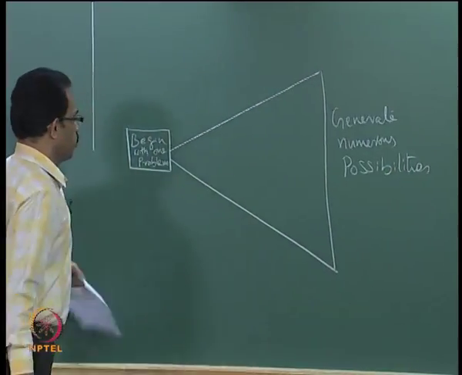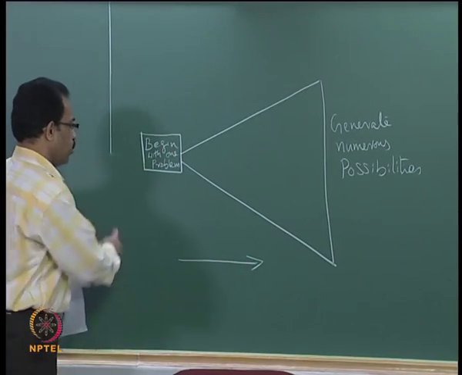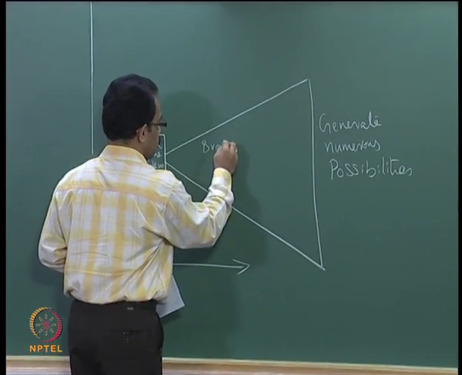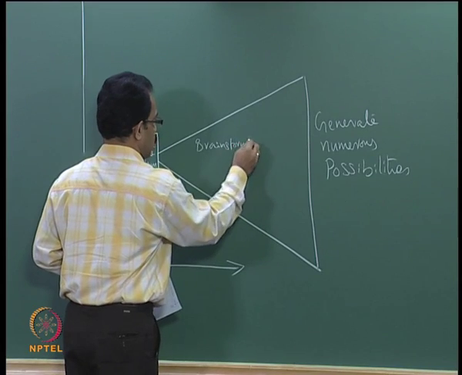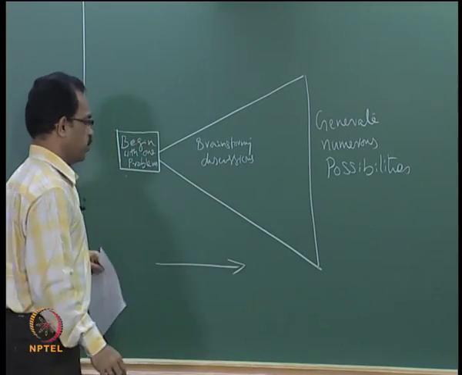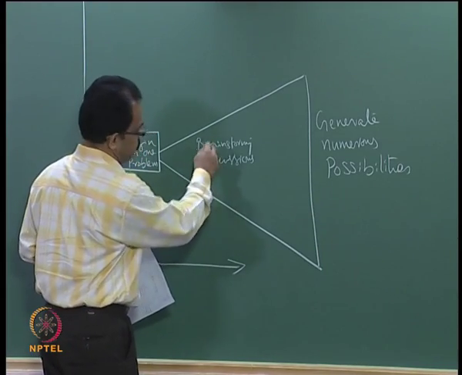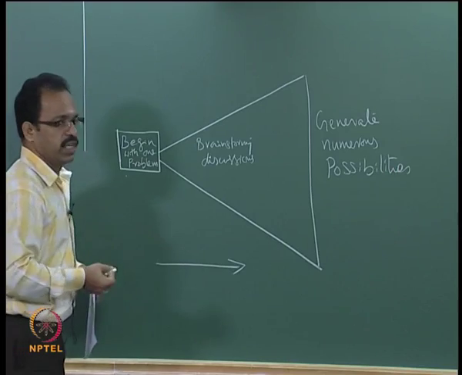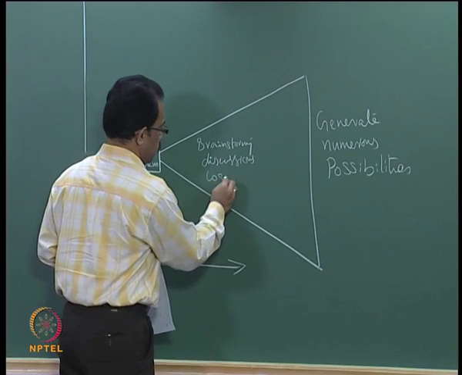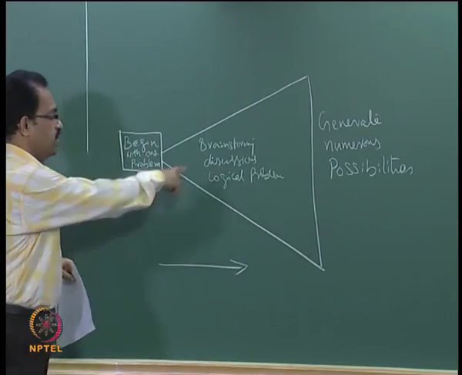So, we start with a single problem and generate numerous possibilities for a period of time. We use many methods like brainstorming, discussion within the team or with the experts, or different brainstorming techniques like the 635 method, or logical problem solving methods. So, we can actually use many methods to get numerous possibilities.